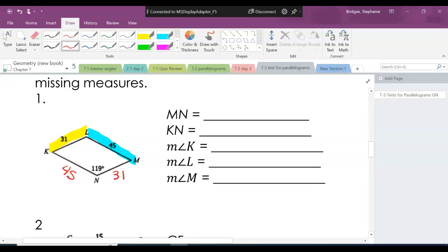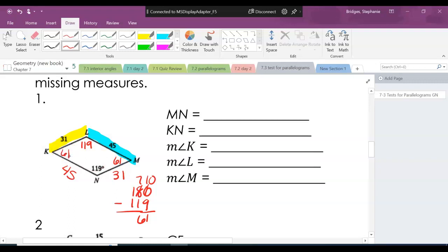Okay, now let's look at our angles. Opposite of each other are the same. What is opposite of angle N? L. So L is also 119. And then I can either choose to find M first or K first. It really doesn't matter. But I know that N is going to be supplementary to either one. So how would I figure out what those are? Subtract 180 and 119. And so what are each one of those going to be? 61.